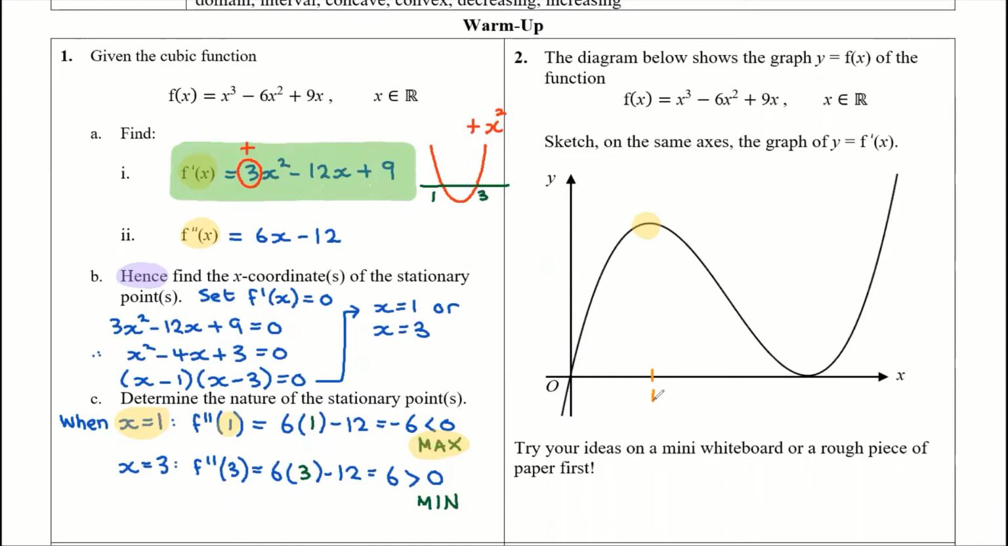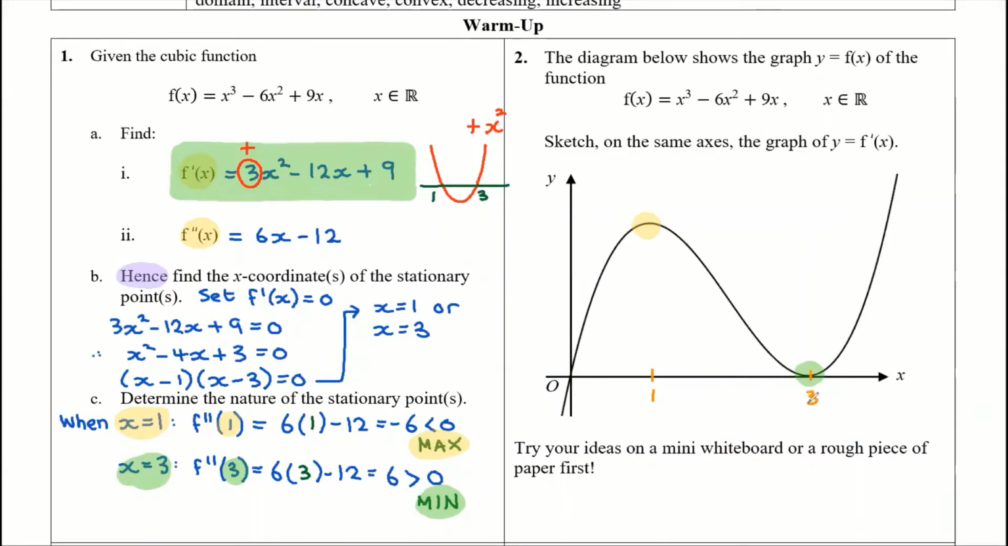Similarly, we know that when we sub in x equals 3, so f dash 3, we get a minimum point. So this must be a minimum. And it's also where the graph seems to touch the x-axis. So at that point there, we know that this point must be 3.